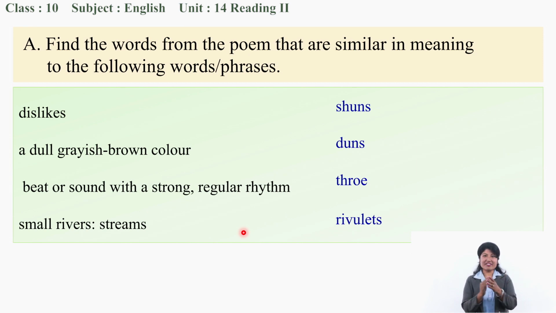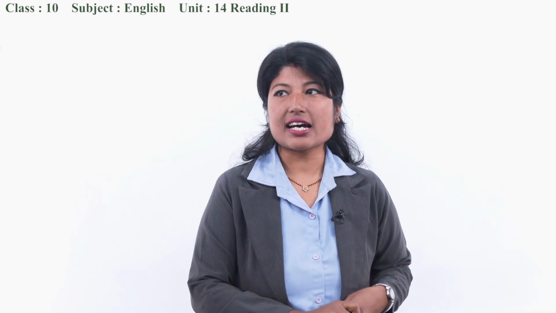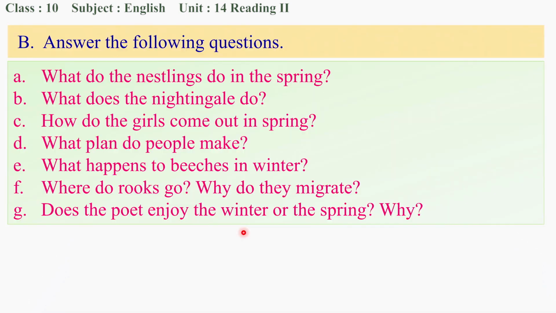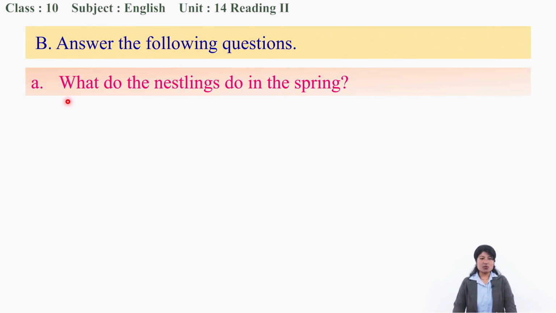Alright, let me clap for those who have guessed right answers. 1, 2, 3, 4, 5. Now it's time for us to move to the next exercise. Here it goes. Answer the following questions. Are you ready for answering these questions? Of course, yes, right? Because we understood the poem well and we can answer these questions very easily. So we have 7 questions. Let's start with question A. Question A is, what do the nestling do in the spring?